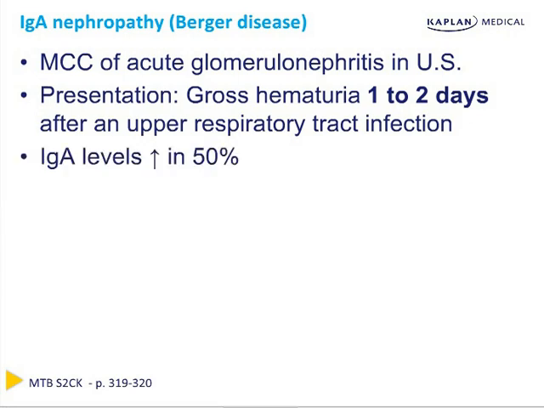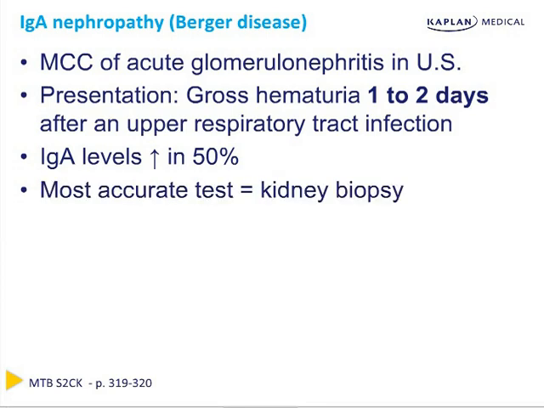Additionally, other lab findings might be present. For example, serum IgA levels are increased in about 50% of cases, but the most accurate test is to actually observe IgA deposition in the mesangium of glomeruli on kidney biopsy.